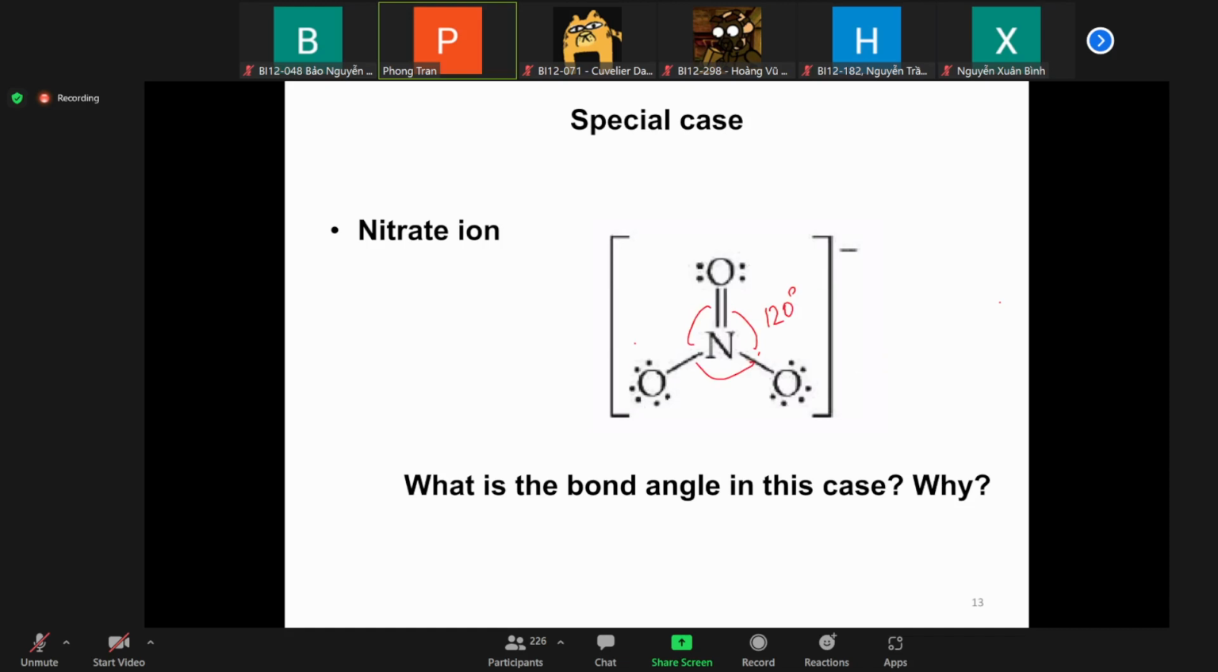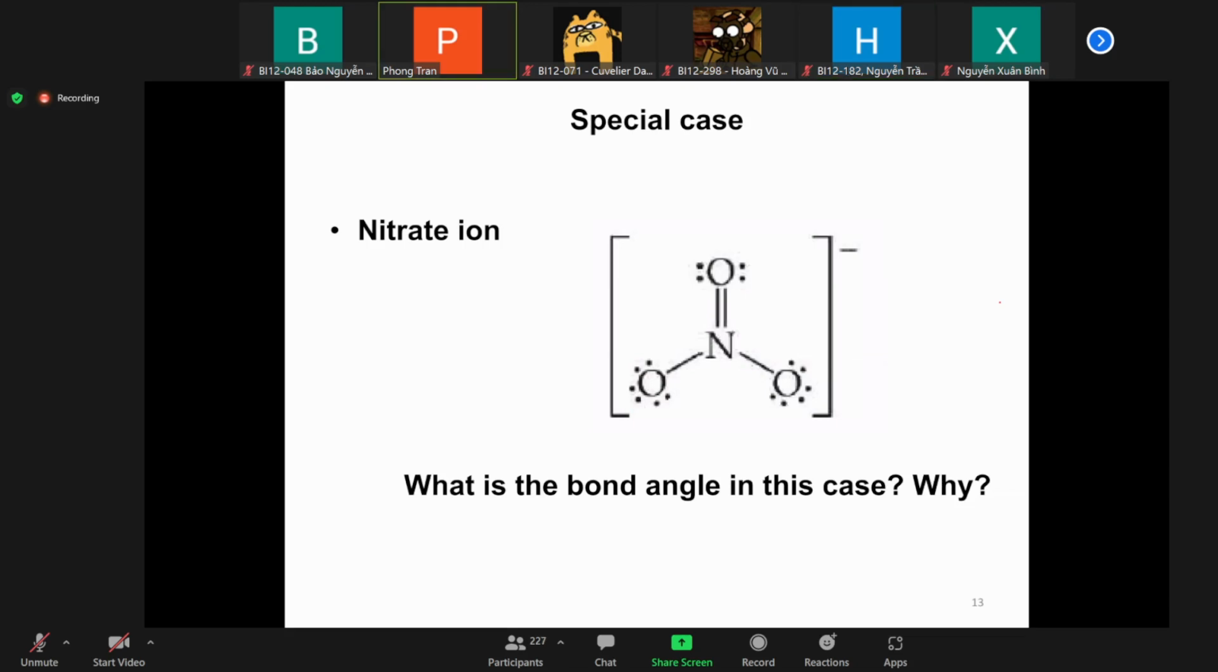Okay. So can you explain why? Why is the angle here a perfect 120, and not like we just discussed about the different interaction of the double bond and single bond electrons? Can anyone comment? Maybe because this ion has a resonance structure and therefore all bond strengths are the same. Yes, thank you. Actually, in this case, we need to consider the resonance structure.